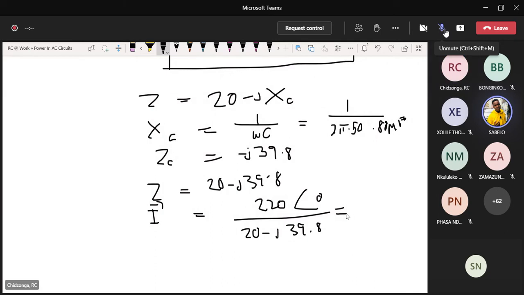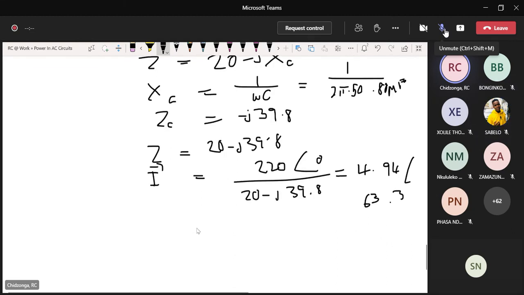Oh, okay. So the answer is 4.94, and the angle is 63.32. Very good. You can now see that you are answered, right? So this one is 4.93. I'm just repeating, 4.93.